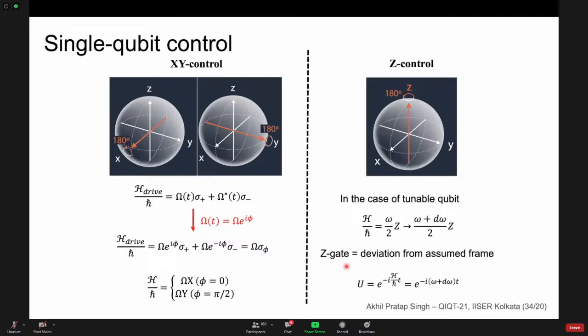And that effectively makes the Z rotation. So basically for Z rotation, you don't have to put in any external drive. If your next signal is an X signal, then instead of some phi phase, you put phi plus sigma. That sigma would be your rotation along the Z basis. And in the case of a tunable qubit, you just change the frequency of your qubit a little bit, because if you change the frequency, then the Bloch sphere rotates and it gets a new frame of reference, and that is your Z rotation. So the Z gate is just a deviation from your assumed frame, which is very simple to implement.